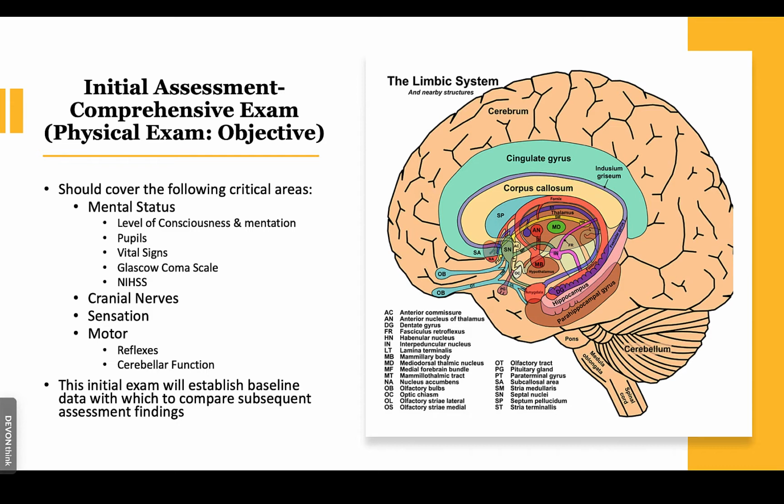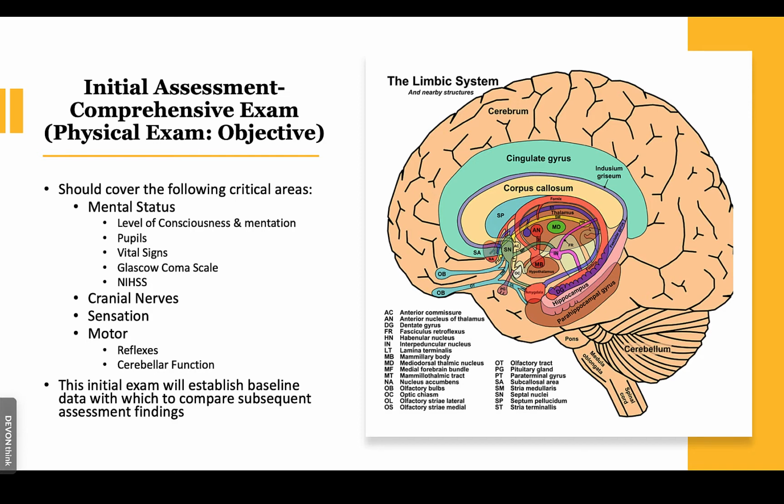So every comprehensive neurologic assessment should start, in a certain order, and it should definitely start with mental status. There are certain elements that comprise the mental status. It's level of consciousness and mentation, pupils, vital signs, Glasgow Coma Scale, and the NIH Stroke Scale. We're not going to go through NIH Stroke Scale. That's something you have to be specifically trained, and it's more of an acute care type of assessment, which we're not going to go through here.